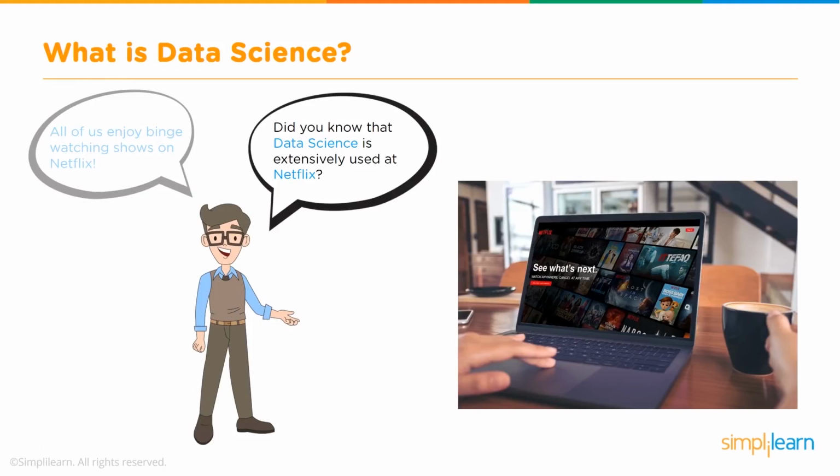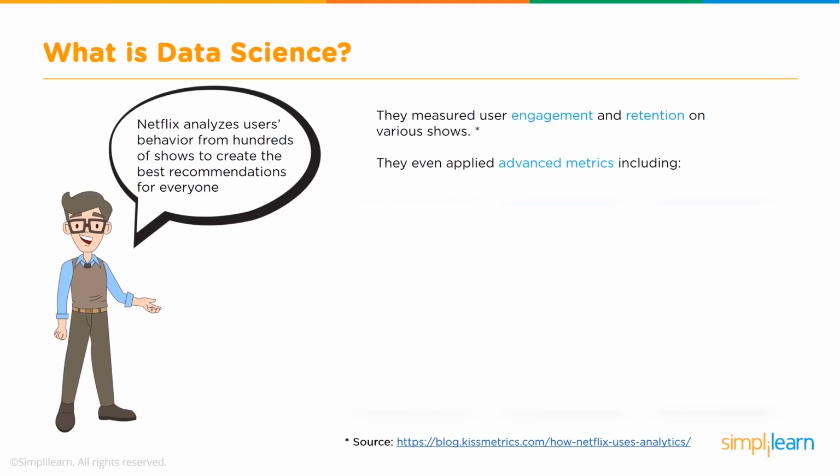But do you actually know how much data science is used along with Netflix? Netflix analyzes the user's behavior from hundreds of different TV shows and movies to create the best recommendations for everyone. They measure user engagement and retention on various shows. Now, currently they're even applying advanced metrics that include when you pause, rewind, or fast forward. That's when you see something really cool and you want to watch it again.